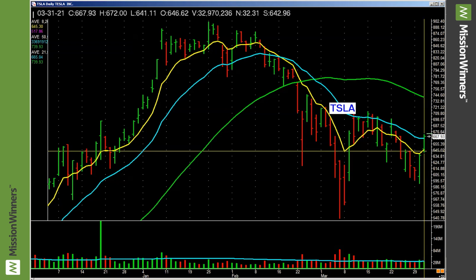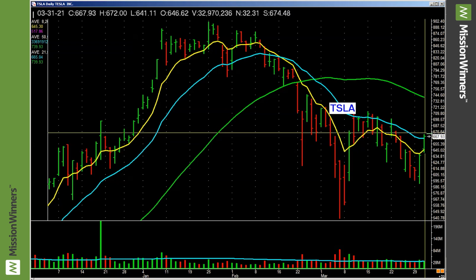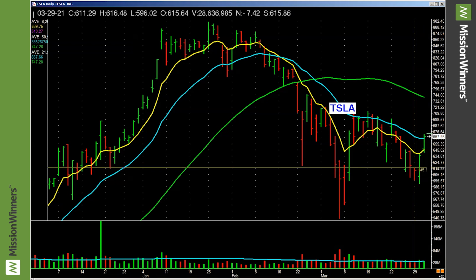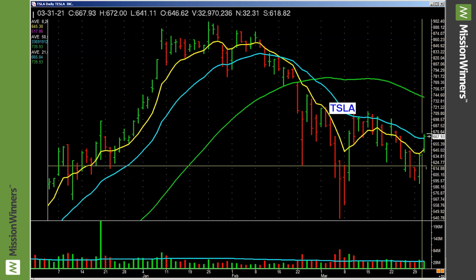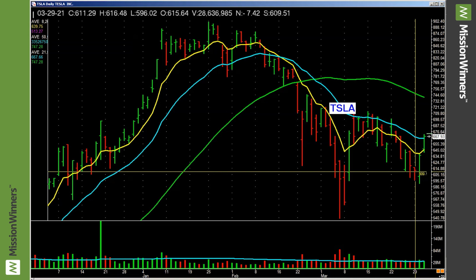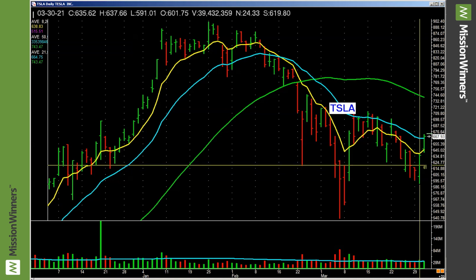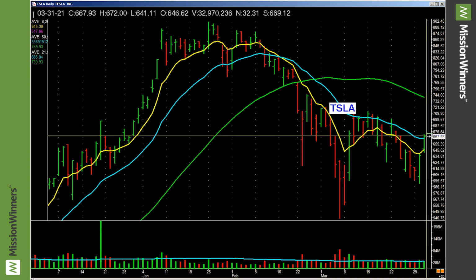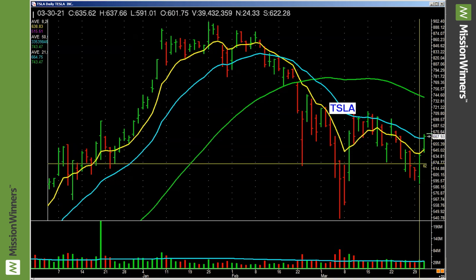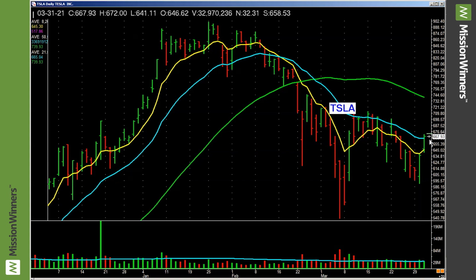It gaps up, pulls back a hair, and lifts off. Those that bought it, taking out the highs of this bar, the high on this bar, just to let you know, is 616.48. So they buy it for 617 or so, 618, and it goes up to 668, basically. How much is that, folks? That's good money is what it is. From 618 to 668, that's 50 points just from yesterday.